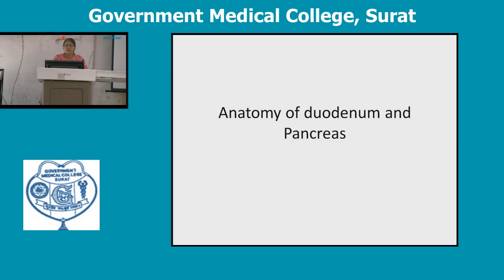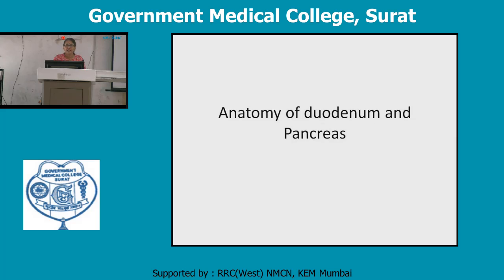Good morning, friends. Today we will talk about the anatomy of the duodenum and pancreas. Both of these organs are located at the junction of foregut and midgut.